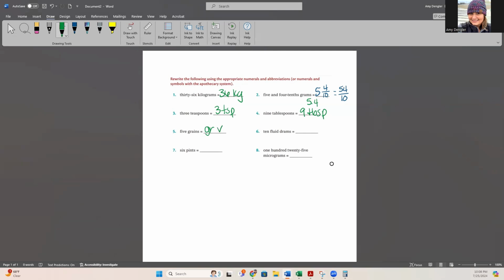Number 6 is 10 fluid drams. So first we need to do the dram symbol. Sorry, I'm trying to draw it as best as I can. And then we need to put 10. So we can't just do this because we are working with the apothecary system. So we would need to put that as a Roman numeral. So that is going to be that little 3 looking thing with X. 6 pints would just be 6 pint, and 125 micrograms would be 125 mcg.